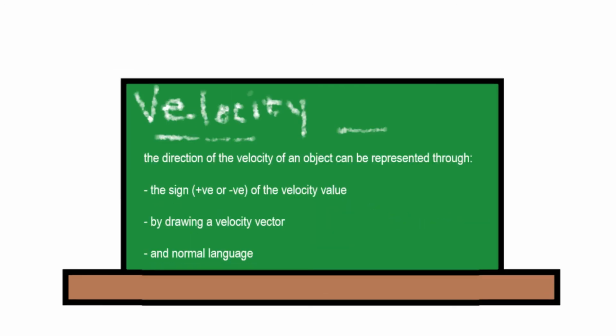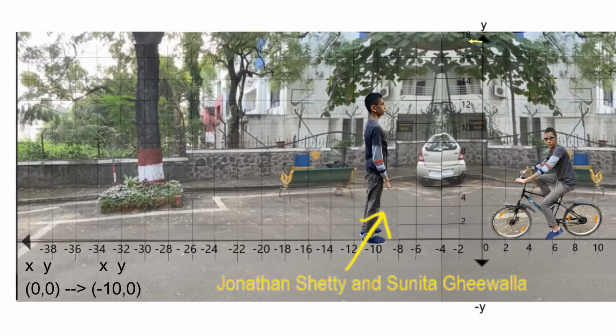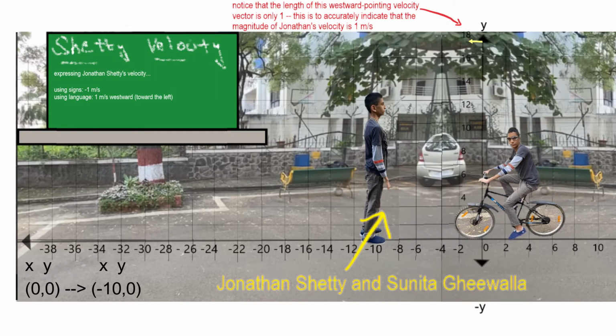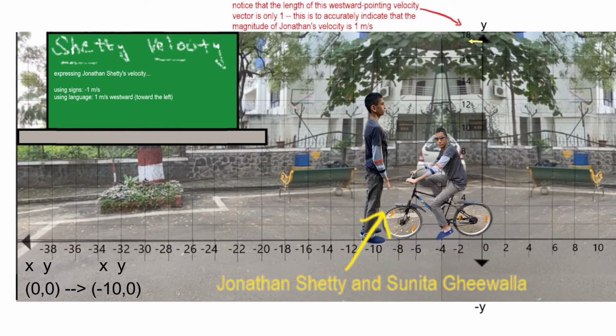The direction of velocity can be represented through the sign, positive or negative, of the velocity value, by drawing a velocity vector on, for example, a grid and noting it down in normal English. In this case, Jonathan's velocity was minus 1 meters per second, or 1 meter per second westward.